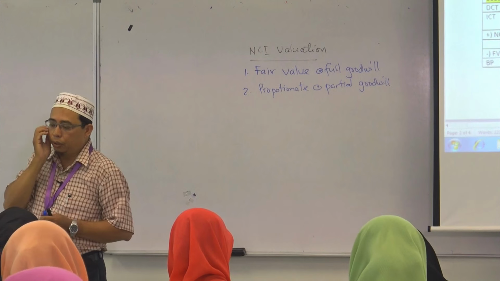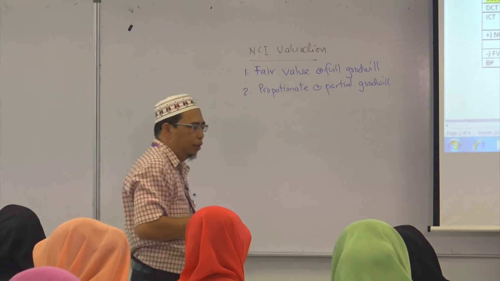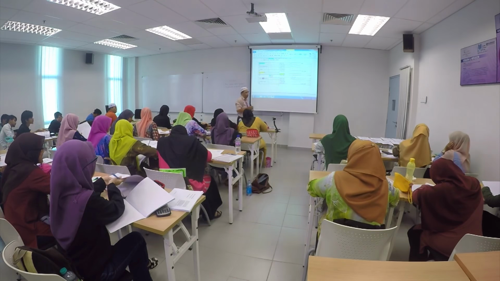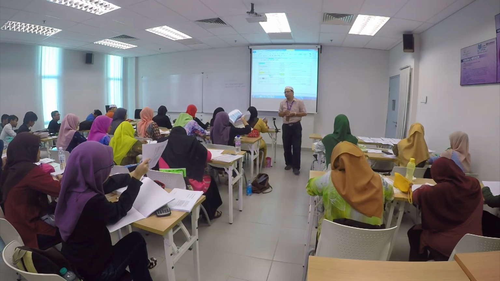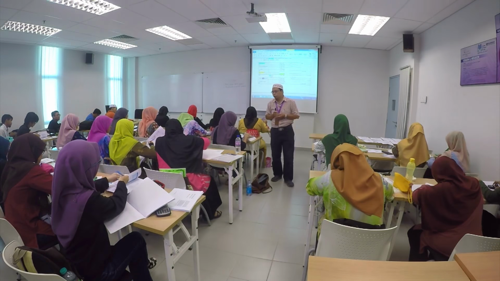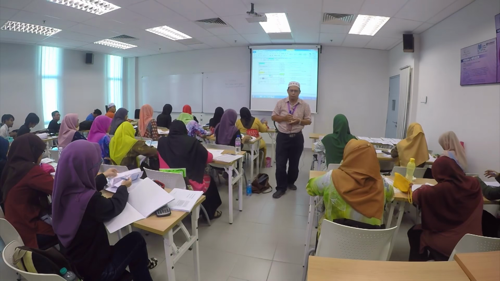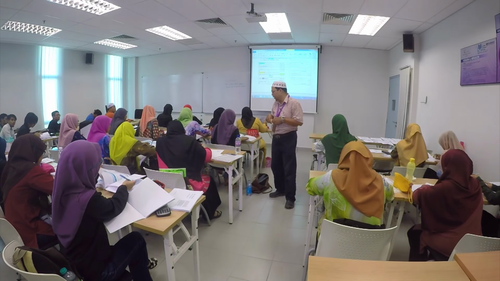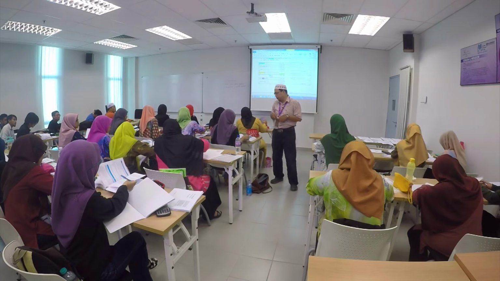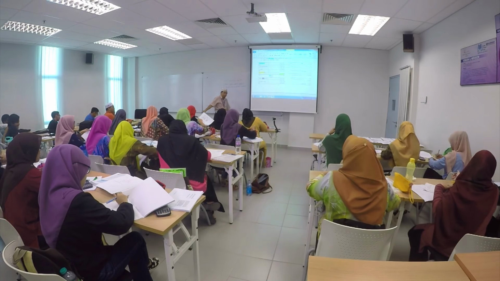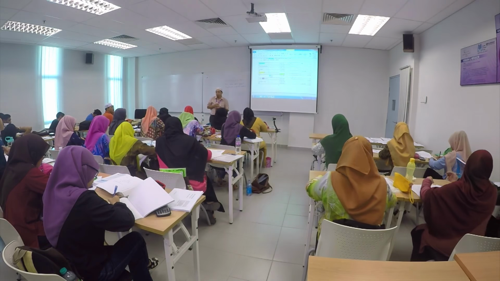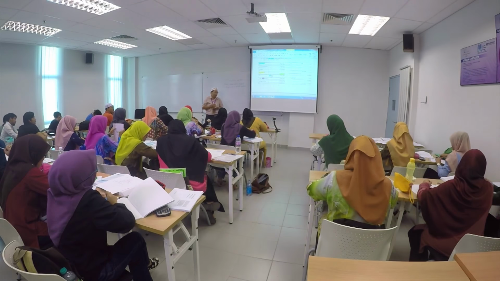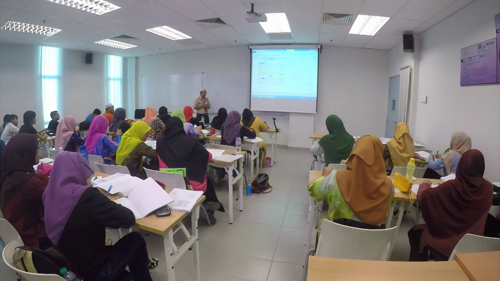Okay, so this one also can be found in your book here. Those who brought your books, look at chapter 9. In chapter 9 you can see the two methods. I can't remember the page, but valuation of goodwill, chapter 9, page 386. So these are the two methods for NCI valuation: either use full goodwill or partial goodwill.